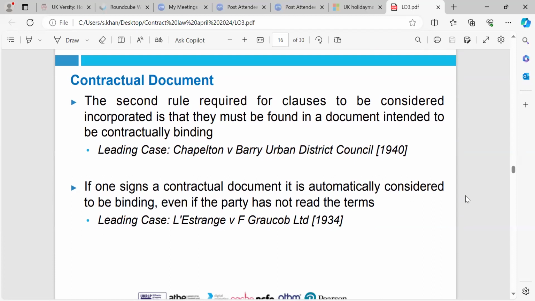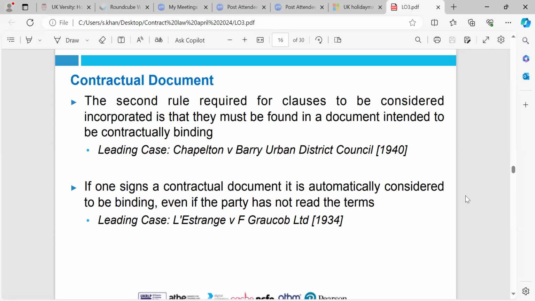The second rule required for clauses to be considered incorporated is that they must be found in a document intended to be contractually binding. So there must be a contract in place that's contractually binding. And the case in regards to this was the case of Chapelton v Barry Urban District Council, 1940. And I'll go through the facts of this case for you.